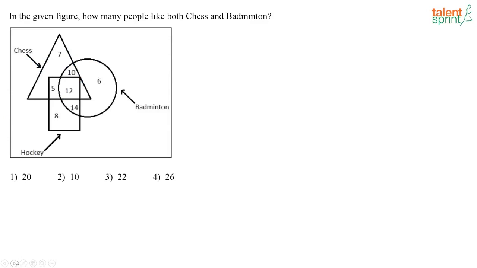In the given figure, how many people like both chess and badminton? How many people like both chess and badminton? Chess is the triangle and badminton is the circle. So which numbers are common to the triangle and the circle? This 12 is common to the triangle and the circle. Similarly, this 10 is common to the triangle and the circle. So the number that we are looking at is nothing but 10 plus 12, 22. 10 plus 12, 22, correct?